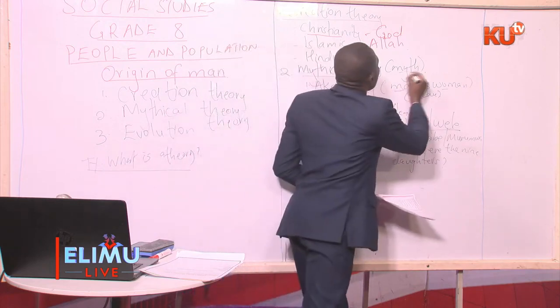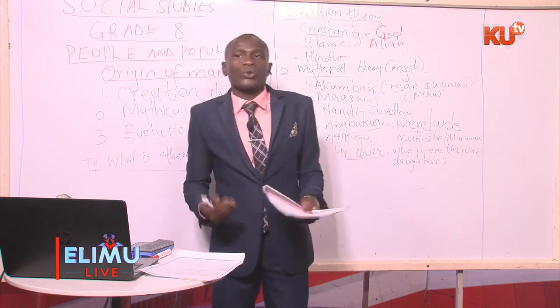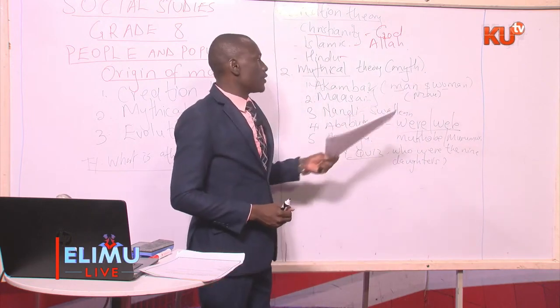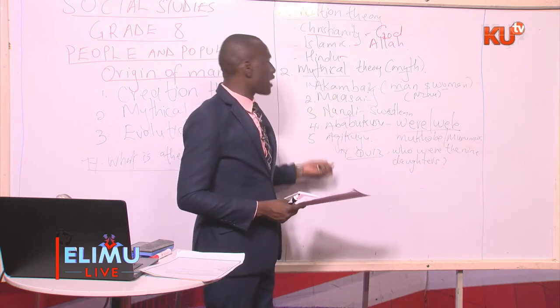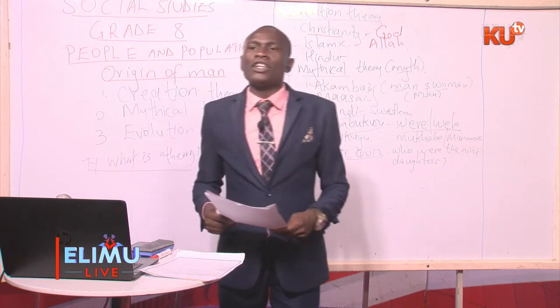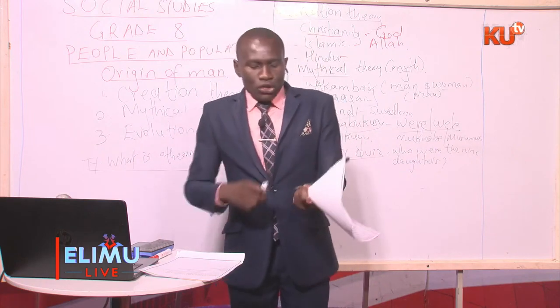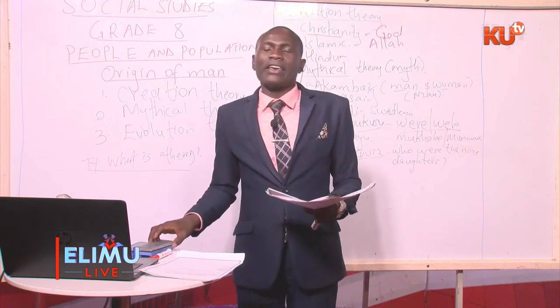If you look at all this, I was only coming to a term, a myth. What is a myth? A myth is something that happened that is believed to be true, but it is not true. That is what a myth is. And we have looked at the Akambas, the Maasai, Nandi, Ababukusu, Agikuyu. We have so many myths in our communities, and all of us have come from different communities.